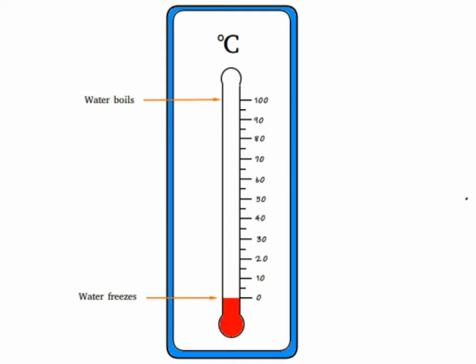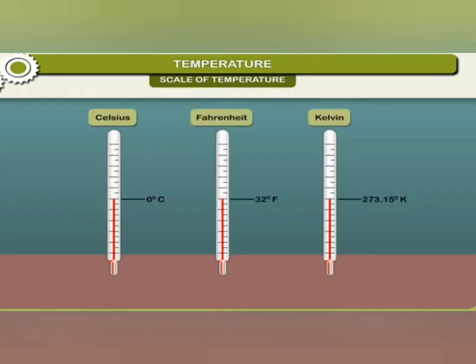The most commonly used reference temperatures are melting of pure ice and the boiling of pure water. Children, the melting point of ice and the freezing point of water are the same. The most commonly used scales are the Celsius scale, the Fahrenheit scale, and the Kelvin scale. You will be learning about Kelvin scale in higher classes. Let us learn the other two now.